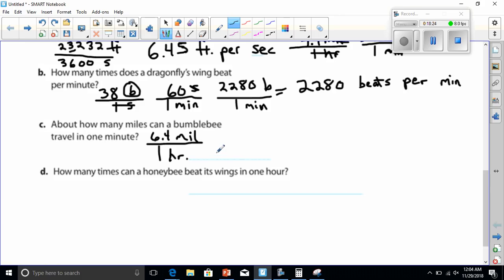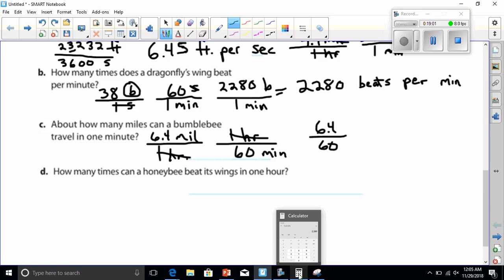All right, and if we look at this closely, we have to get rid of the hours and turn it into minutes, right? So let's do that. We're going to get rid of the hour. And if I have 1 hour, that's equivalent to how many minutes? 60 minutes. And now I can eliminate my hours, and I have 6.4 divided by 60. We'll put that in our calculator.